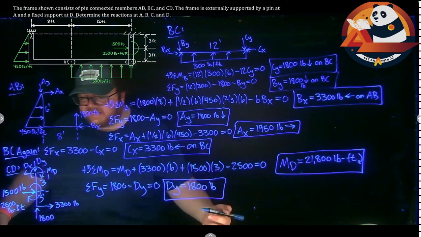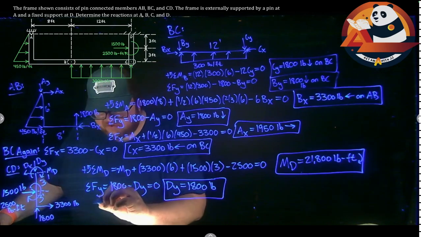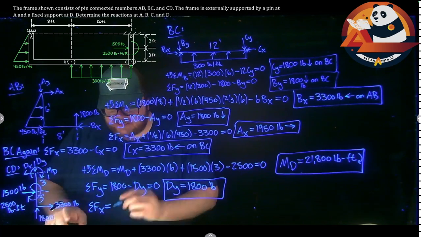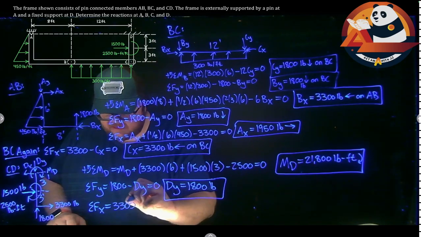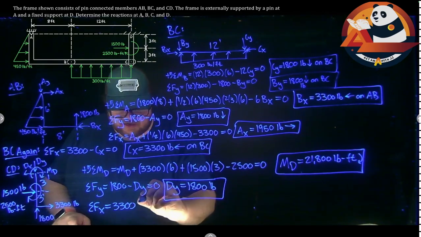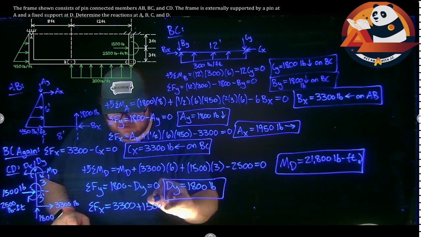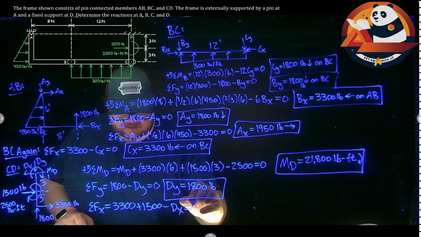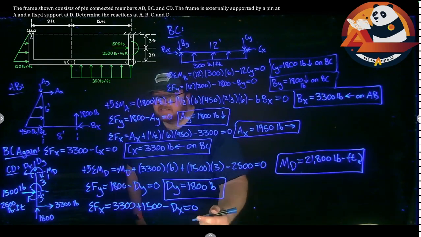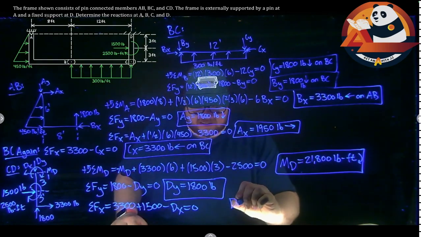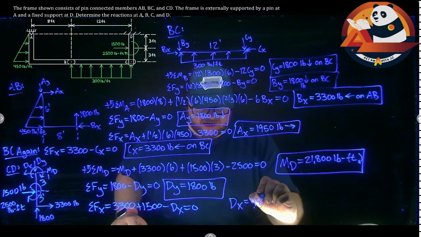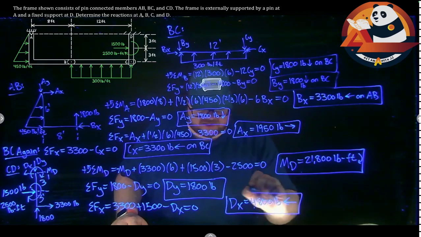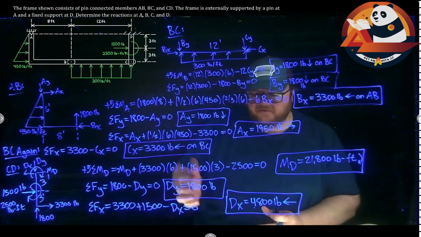And then finally, the one last thing that we need to get in here is just sum our forces in the X. Summing forces in the X direction. I have CX 3,300. I have 1,500, our applied load, minus DX. Gets us to 0. Our very last answer in here is DX equals 4,800 pounds. Again, this is an external support, so I just say which direction. We don't change the direction around because we never move it to a new member.